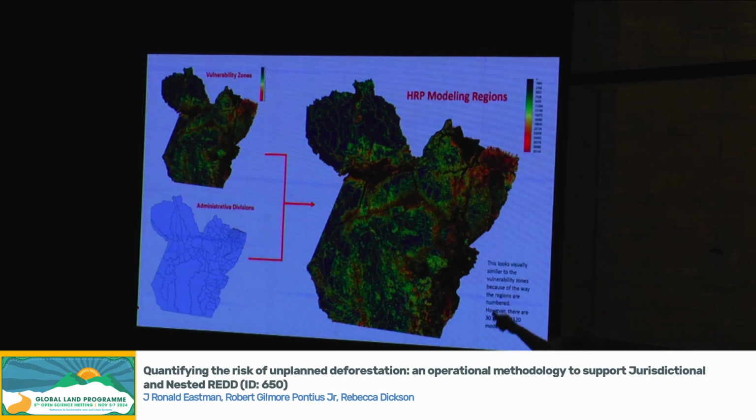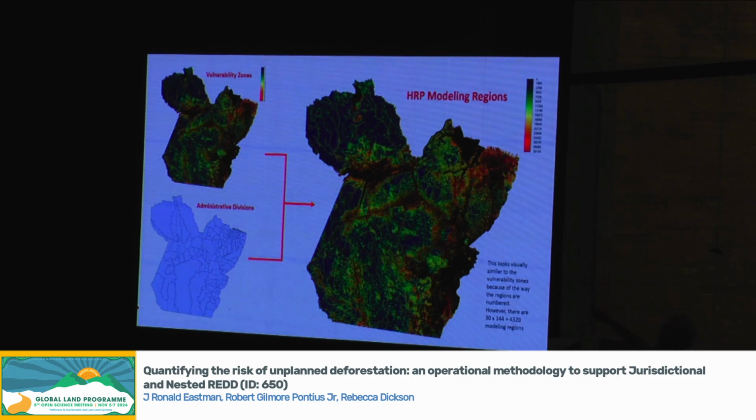So you see the two components that go into it, and they literally superimpose the two in a cross tabulation, and you get then our modeling regions for the historical reference period. So in this particular case, we had 30 vulnerability zones in Pará, the state of Pará in Brazil. There are 144 municipalities, and so 30 times 144 gives you 4,320.